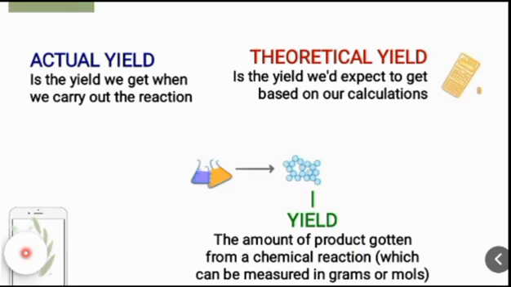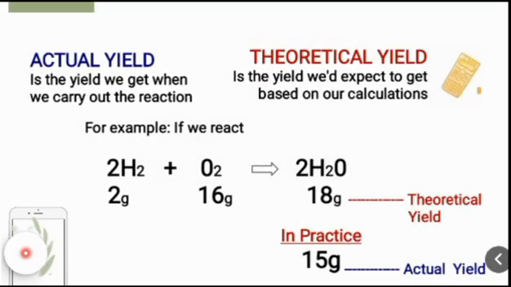One is the actual yield. This is the yield we get when we carry out the reaction. Second is the theoretical yield. This is the yield we'd expect to get based on our calculations. For example, when we do a reaction, 2 grams of hydrogen reacts with 16 grams of oxygen to give us 18 grams of water. This 18 grams is based on our calculation. Therefore, it is called our theoretical yield. But when we carried out this practical in the lab, we actually got 15 grams of water instead of 18 grams of water. Now, this is our actual yield.